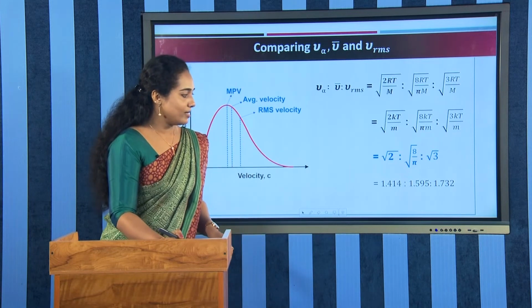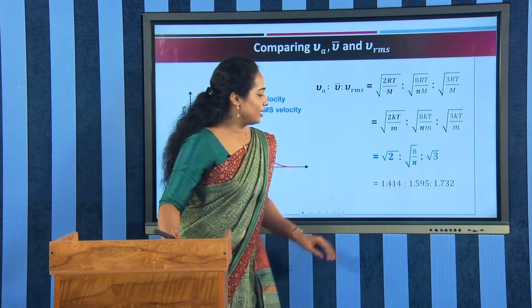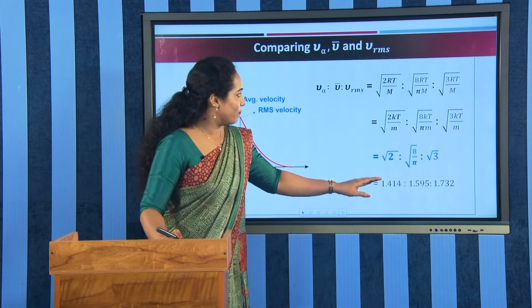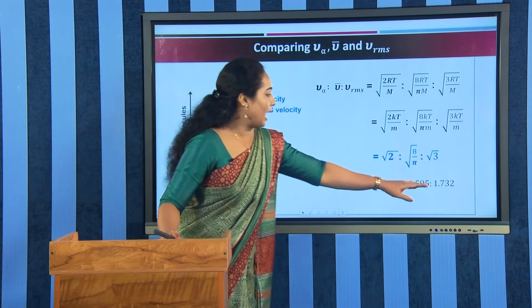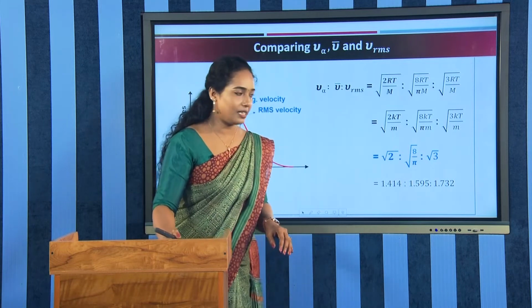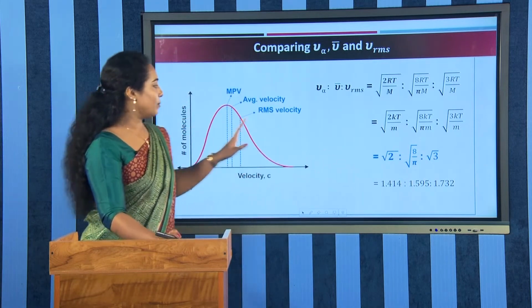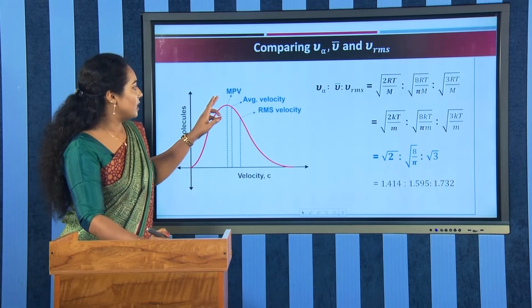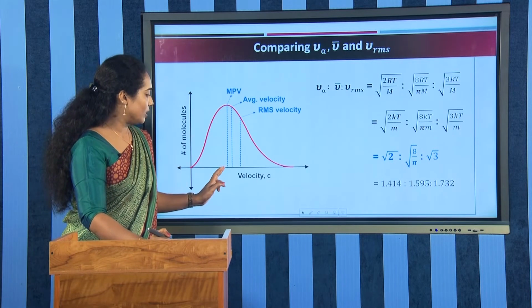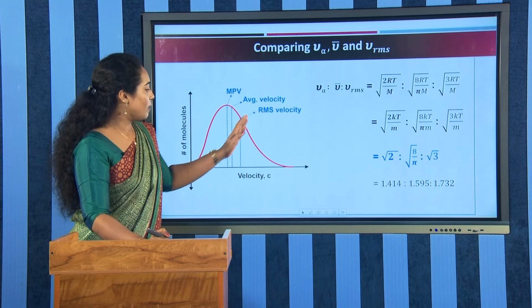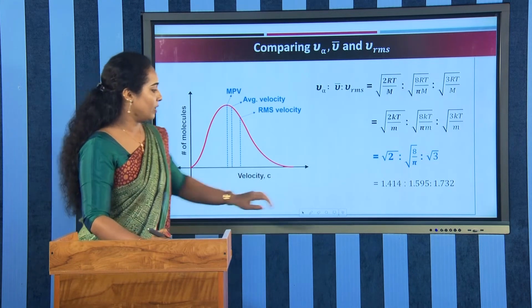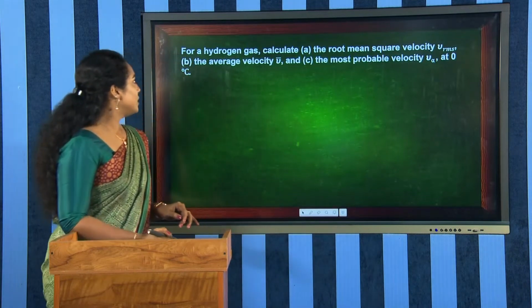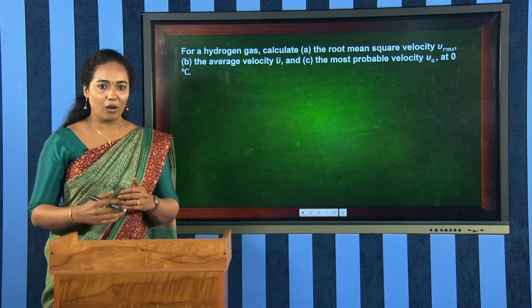is to 1.595 is to 1.732. From the values itself, we can see that most probable velocity has the least value and mu RMS has the highest value, and the same thing can be correlated to our graph, isn't it? That is, most probable velocity has the lowest velocity value and RMS has the highest velocity value. Now, we shall go through some problems.